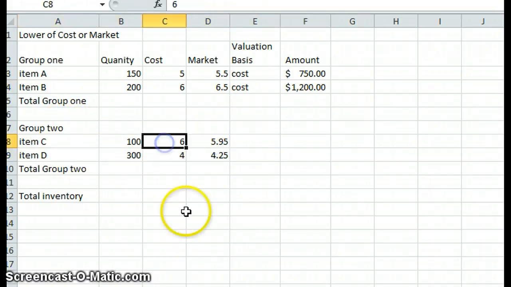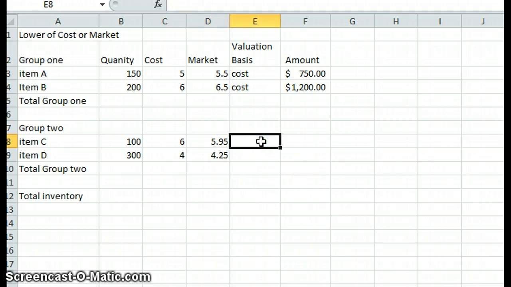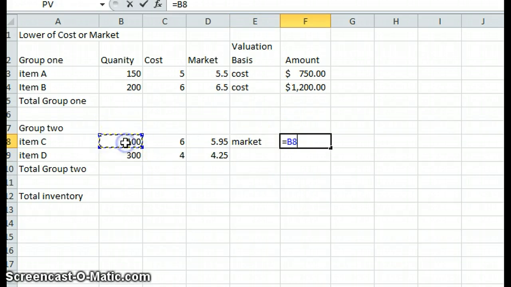I paid $6 for item C, but the market is only $5.95. So in this instance, my valuation is going to be market. And I'm going to multiply 100 units times our market value of $5.95. I'm going to come down here.